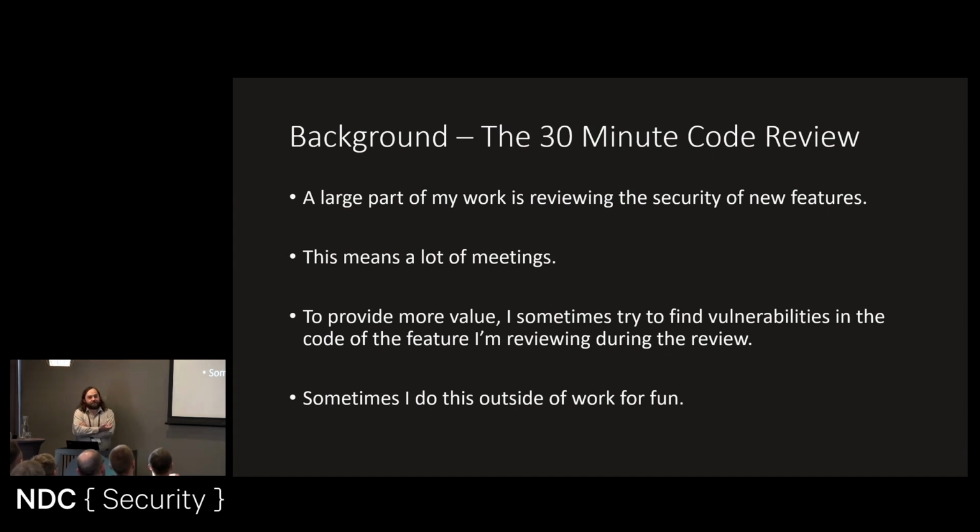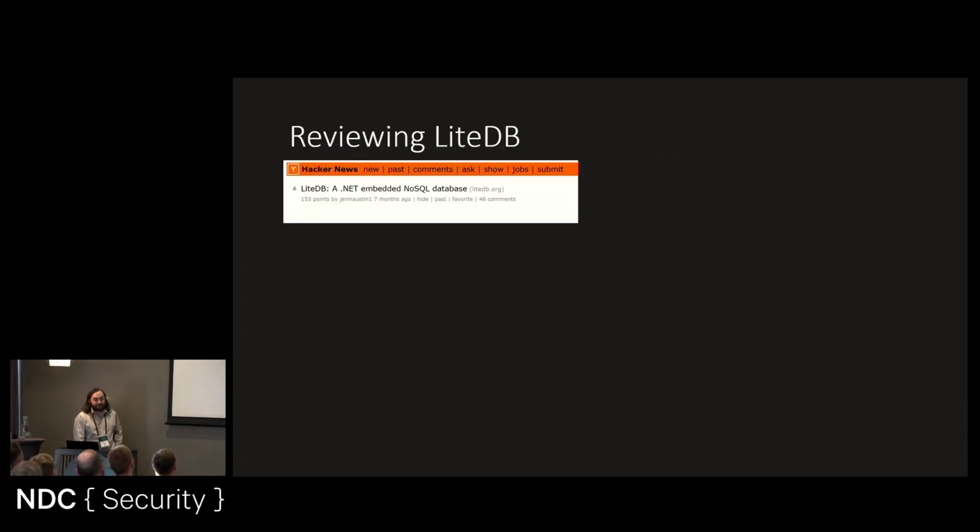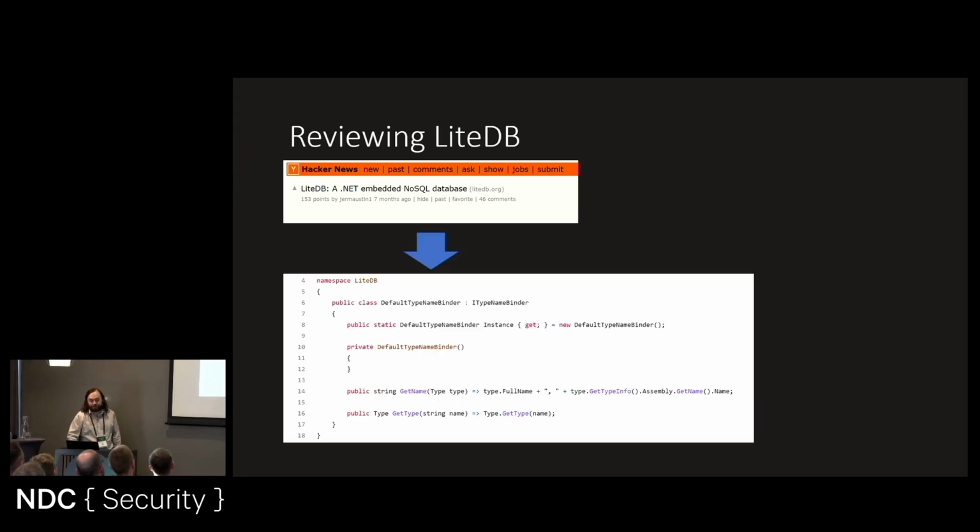So I've gotten a lot of practice at having maybe 30 minutes to figure out where the vulnerability is in some giant repo. And I've done this enough now that I've started doing it outside of work for fun. So the year before last, I saw this article on a certain orange-colored website. This is an article about LiteDB. LiteDB is a .NET NoSQL database. And so I thought, well, I'll look at their repo. It's open source. And when I did that, I pretty quickly found this code.